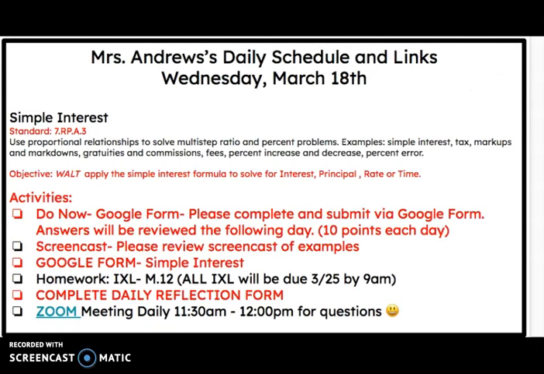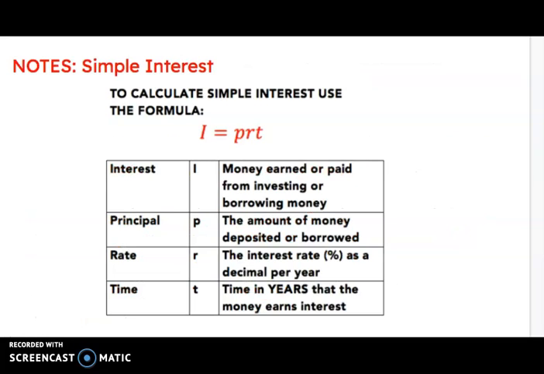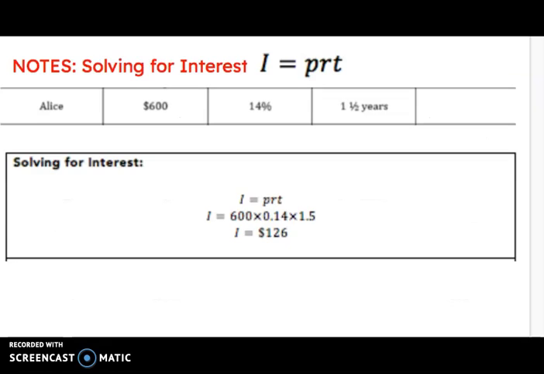If you look in Classroom at our remote learning plan, each day I tell you the agenda. So the due down, then you had the screencast, the Google form, the homework is the IXL that you should be working on. All IXL will be due March 25th by 9 a.m. And then complete your daily reflection form. After this agenda, I also include notes. So that is the formula you saw on the screencast. And I show you worked out examples. You should really review these examples as well as listen to the screencast. It will help you complete today's daily Google form.